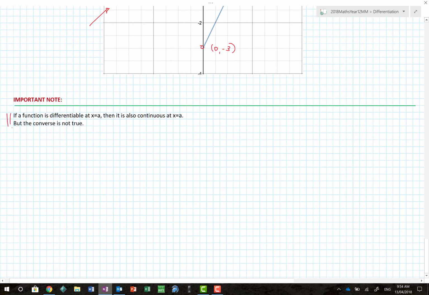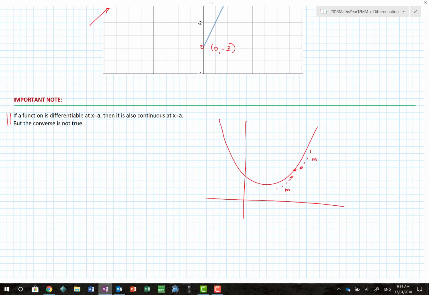Something really important to note is that if a function is differentiable at x equals a, then it has to be continuous. So let's draw some standard graph here. That point there: if I take my gradient either side of it, I can see it's going to converge on a single value of the gradient at that point. Whether I go from the left or from the right, it will get to the same value. We also notice, therefore, that the point must be continuous.